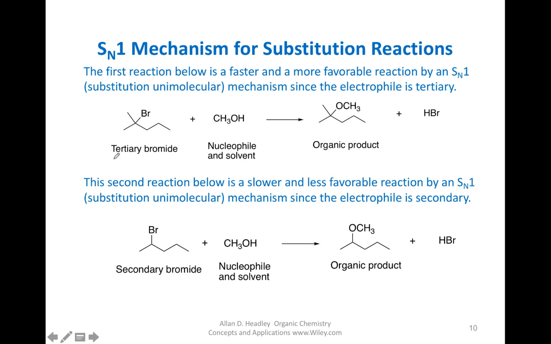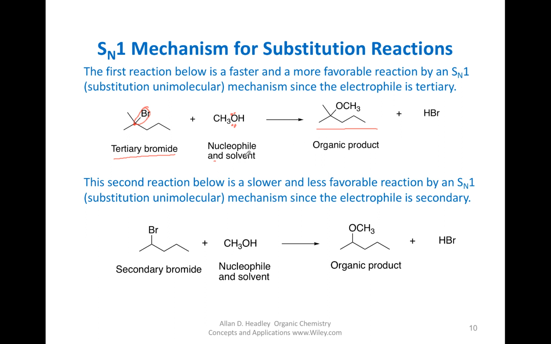So here's a tertiary bromide. Here's our nucleophile. Why nucleophile? Because the alcohol has an unshared pair of electrons, at least one, it has two. So this is our nucleophile. Here's our electrophilic carbon. Here's our leaving group. So the organic product is as shown here.